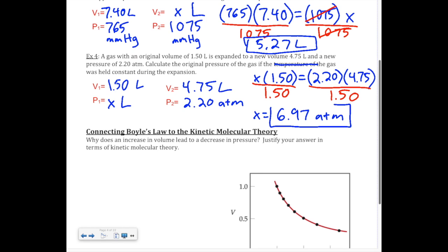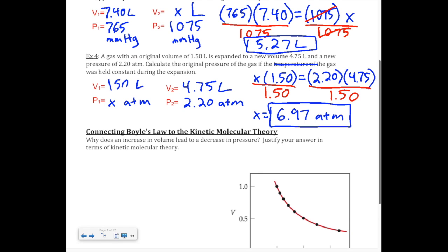Okay, so these problems are actually pretty quick, as long as you glean the correct information and set your x value. Setting your x value is imperative. Oh, and I made a mistake. That is supposed to be x atmospheres. I'm sorry, guys. All right.